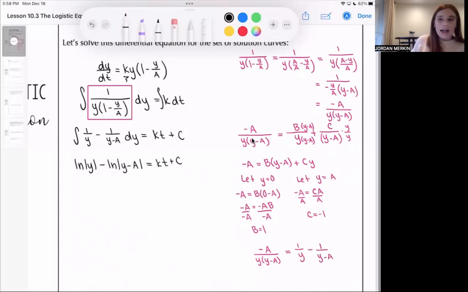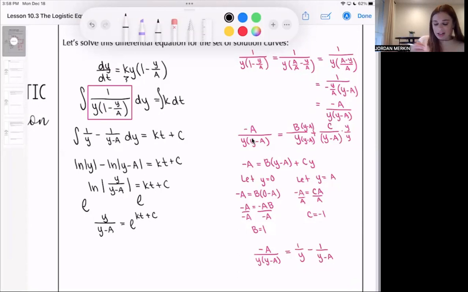When you subtract logarithms with the same base, you can divide to condense. So we have the natural log of the absolute value of Y over Y minus A equals KT plus C. We have e to the power of those, so we end up with Y over Y minus A equals e to the KT plus C.